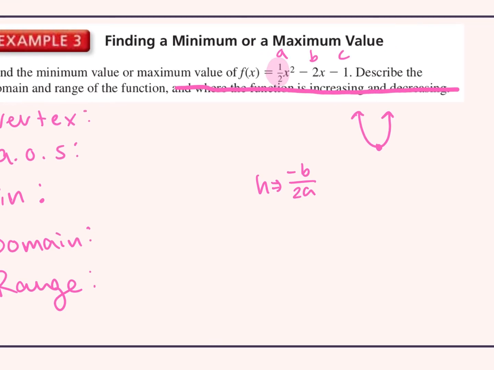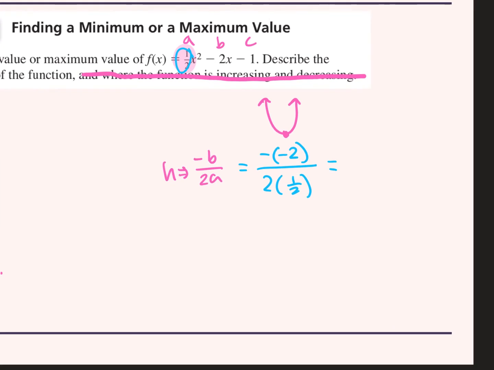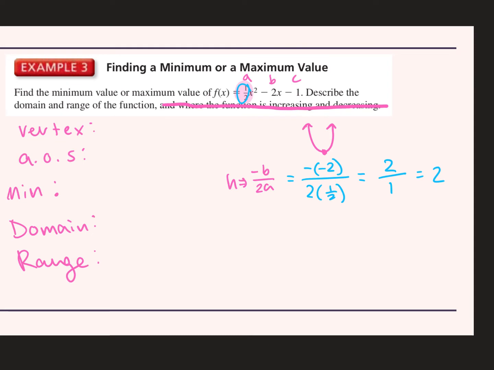To find our vertex, we need our little formula, negative b over 2a. What's my a? 1/2. And what's b? Negative 2. So it would be negative 2 over 2 times 1/2. That becomes positive 2. What's 2 times 1/2? 1. And 2 over 1 is just 2. So my h, the first number in my vertex, is 2.